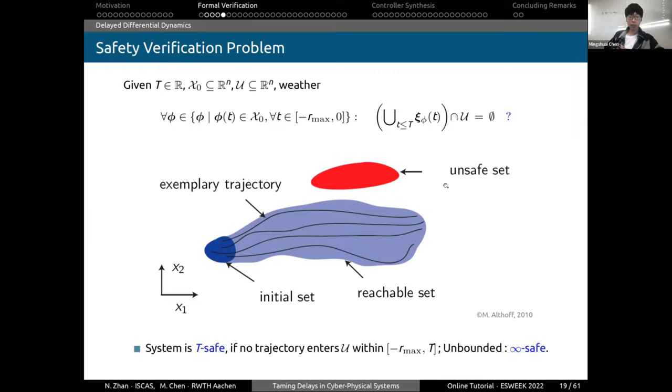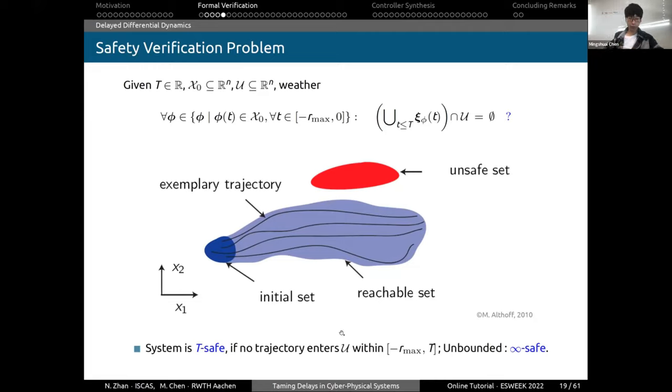However, even for the simpler case of ordinary differential equations, computing such a reachable set exactly is often intractable, especially for nonlinear cases. This is the same for delayed differential equations. So in the community, we often try to approximate such a reachable set. For example, we can compute an over-approximation of this set. If this over-approximation is away from the unsafe set, then we can safely claim that the system is safe. However, if the over-approximation overlaps with the unsafe set, then we have to refine the approximation until they are disjoint from each other.